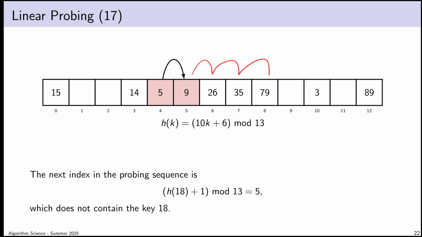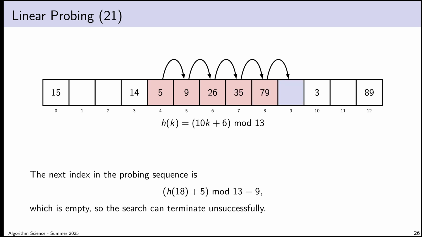The only way I'll know that 18 isn't in the table is if I keep probing until I hit an empty space, because if I had inserted 18, I certainly would have inserted it before any empty space. Okay, so I keep probing. 26 is not equal to 18 either, neither is 35, neither is 79, and then I get to an empty space. Because I hit this empty space, I know that 18 can't be in the table, because if I had inserted 18, this is where I would have put it. And so it's obviously not there. Okay, so the search was unsuccessful.